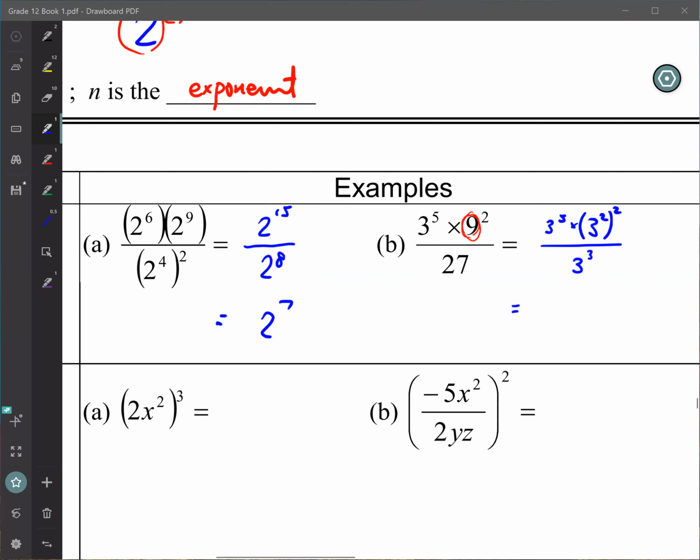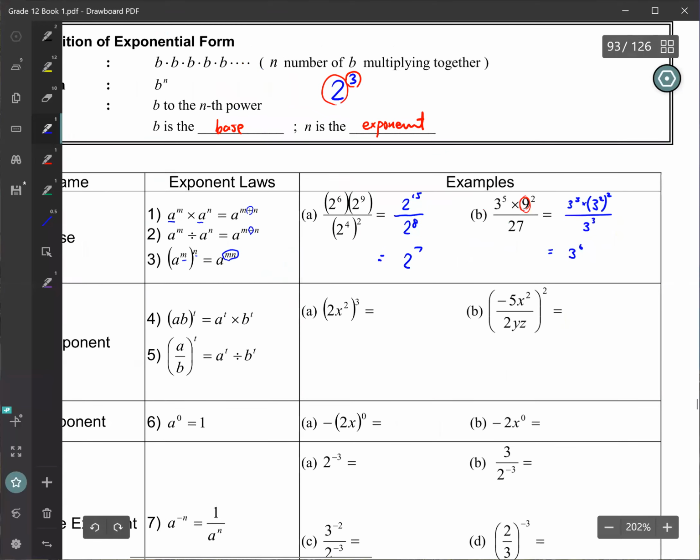Okay, so Kelly, what's the final answer? 3 to the 6. Yeah, 3 to the 6. Okay, anyone doesn't have the same one or have any questions? Okay, so that's the rules for same base.